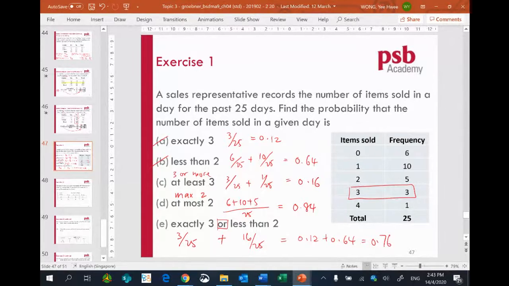Now let's look at when you have 2 items in one table. Those who finish can move on to the next page.